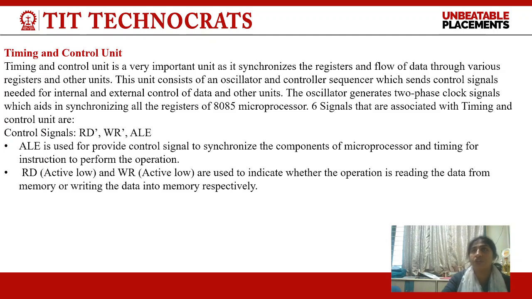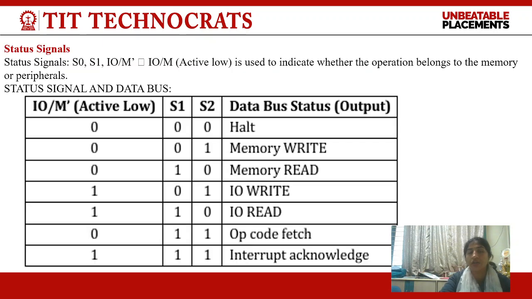Whenever we need to read or fetch the data, we use the read signal. Whenever we need to write the data, we use our WR signal. Then there are status signals or memory signals. So this is a combination of 3-bit register.